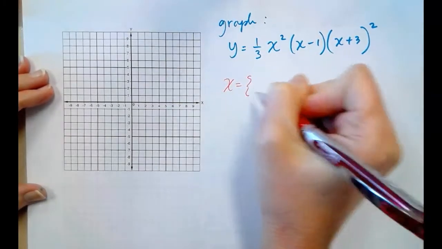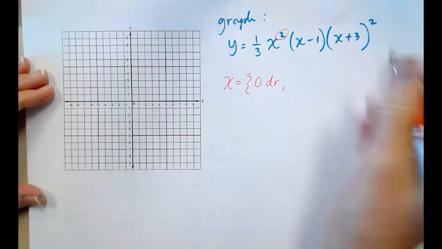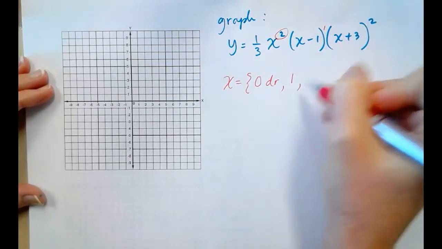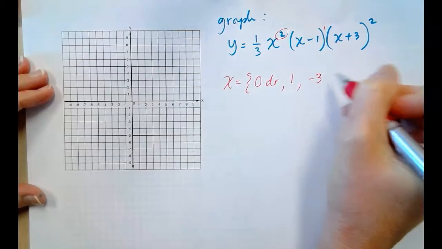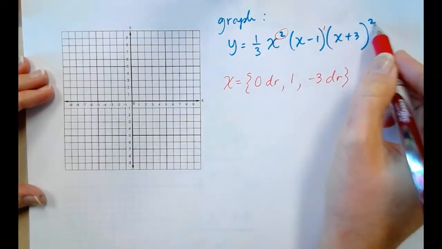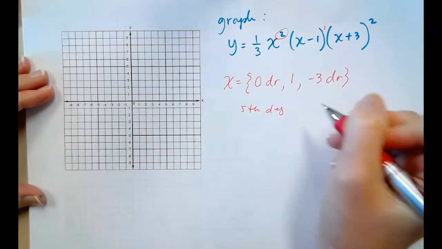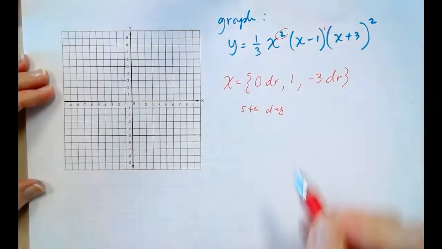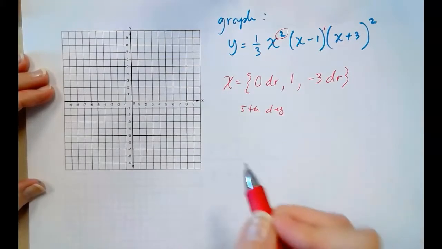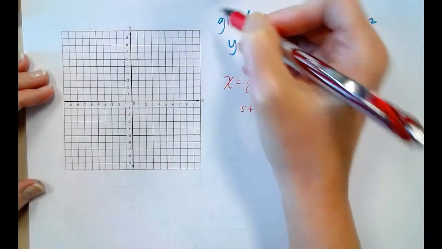So x equals 0, and that is a double root. X equals 1, that's a single root. And then x equals -3. That's a double root. So 1, 2, 3, 4, 5. This is a 5th degree function. It has a positive leading coefficient. So if it has a 5th degree with a positive leading coefficient, overall it will be an increasing function.